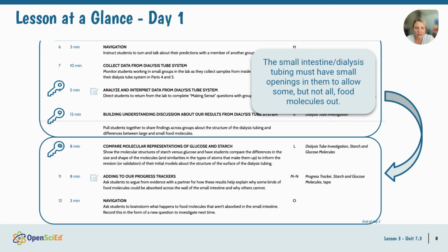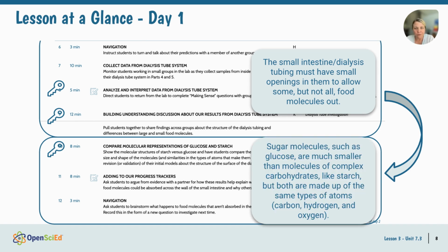This leads us to the second half of day 2, where the students begin their last sense-making chunk of the lesson. Here the students are now wondering if it could be because the starch is larger or a different shape, and they decide they want to see what starch and glucose actually look like. So they look at molecular representations of both. They confirm that the glucose is much smaller than the starch, and they can see that they're both made of the same type of atoms, which are carbon, hydrogen, and oxygen.